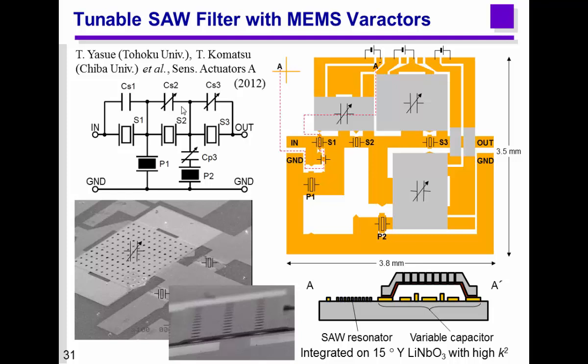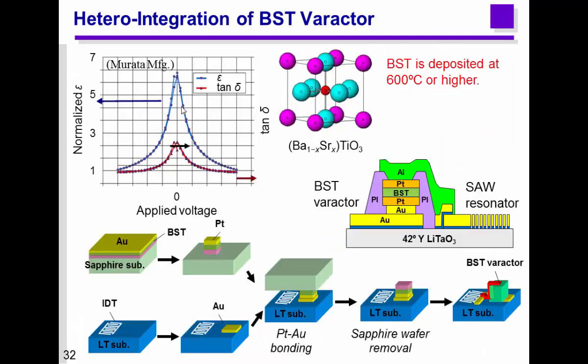The biggest problem is the size of the air gap capacitor. The size is several hundred microns, sometimes 1 millimeter by 1 millimeter. It is too large. And we need 10 varactors, so the device becomes too large. So the second choice we tried is to use the BST varactor again. The BST changes its dielectric constant by the bias voltage like this.